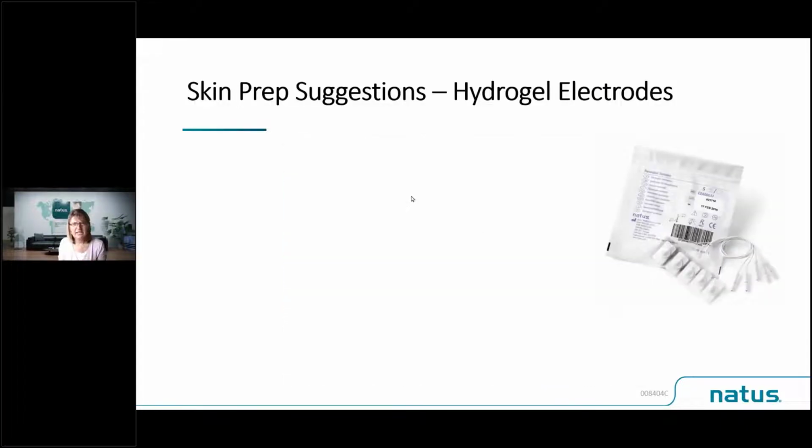Just a few hints and tips in terms of skin preparation tips for hydrogels. Always remember hydrogel is a water-based agent. It becomes more adhesive with heat. So allow the hydrogel electrodes to warm up a little, perhaps place them in the warmer or incubator if you have that available, whilst you're prepping the skin.